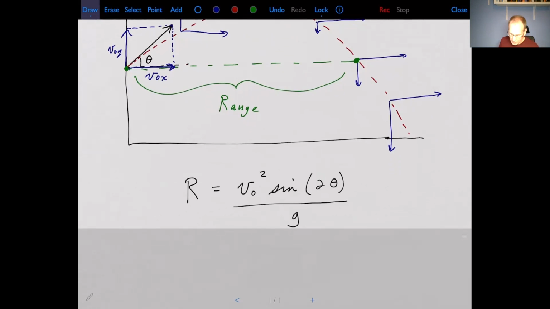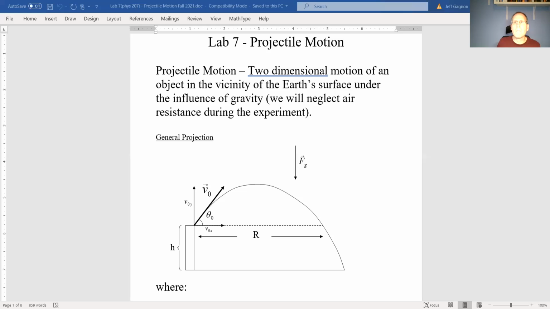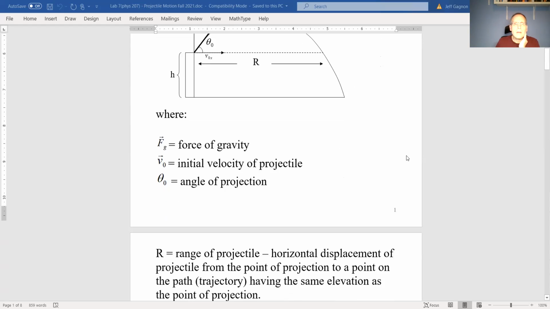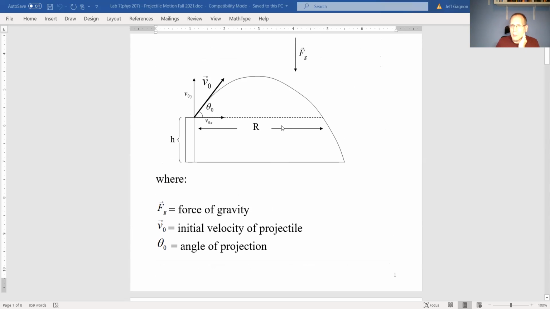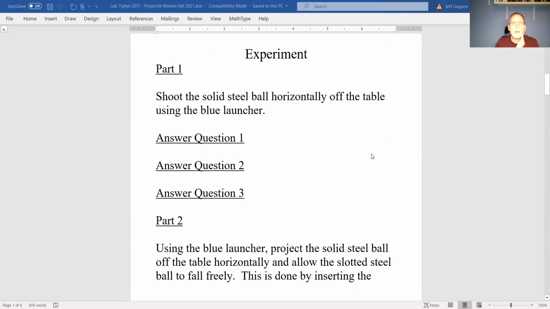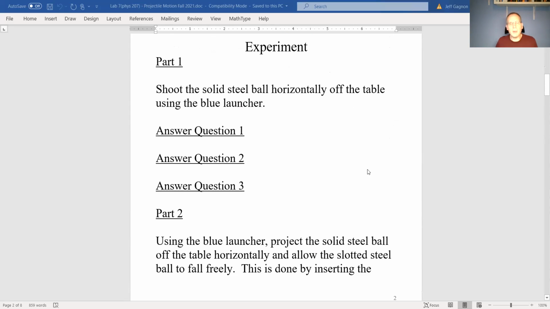Okay, so range is going to be V naught squared sine of 2 theta divided by g. And we will use that often today. Okay, so going back to the lab handout. So again, this is the general motion of a projectile where this horizontal displacement is the range. Okay, in terms of the experiment.